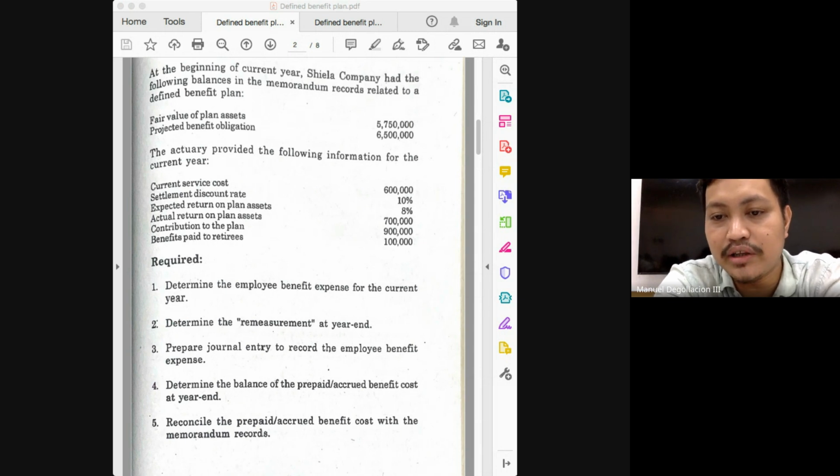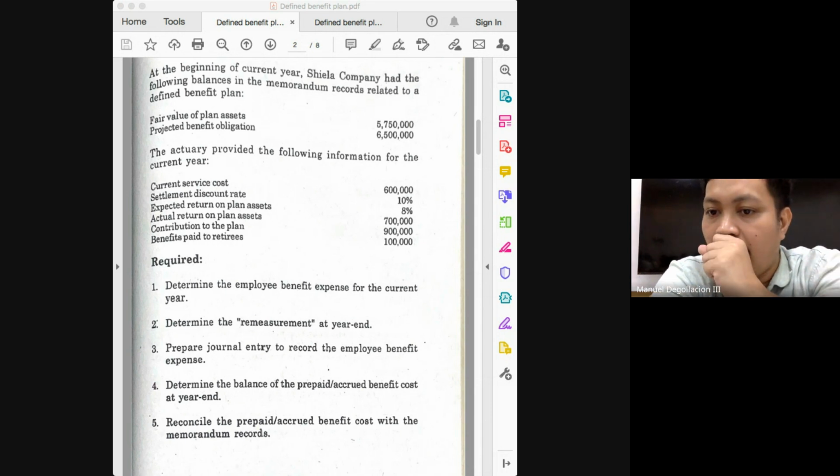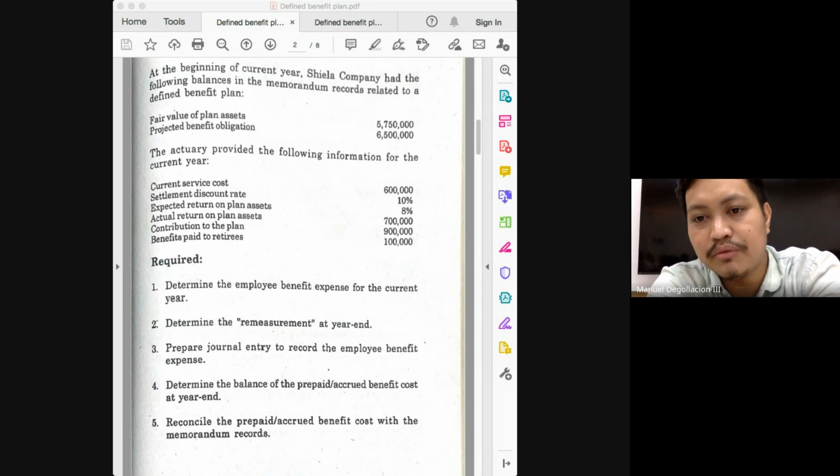And what happened during the year? Our contributions exceeded the cost by how much? Plus the contributions. How much is the contributions? 900.